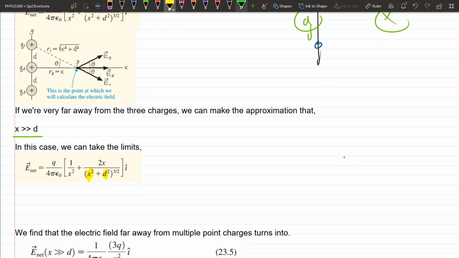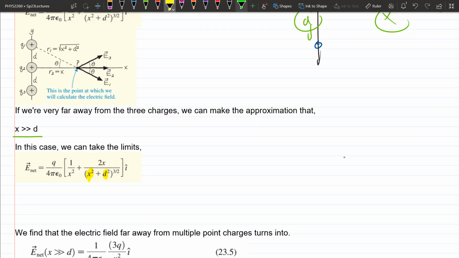So let's say I want to calculate 100 squared plus 1 squared. The result is going to be basically like 100 squared, like 10,000, because 1 squared is just 1. 100 squared is 10,000. 10,000 plus 1 is approximately 10,000, so you're not going to care about that.